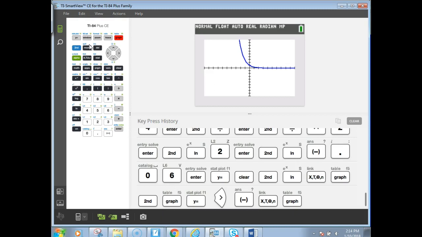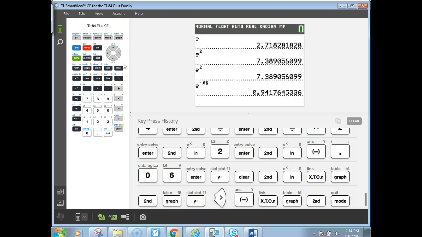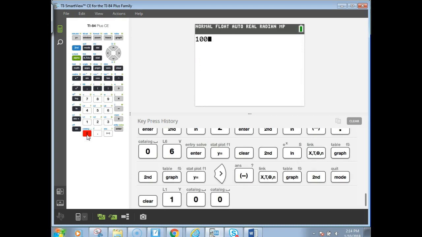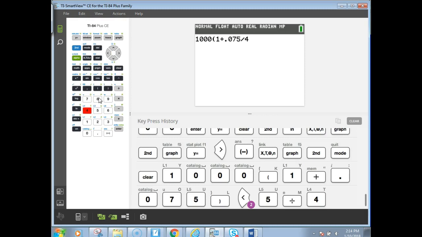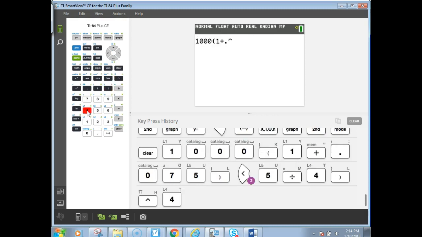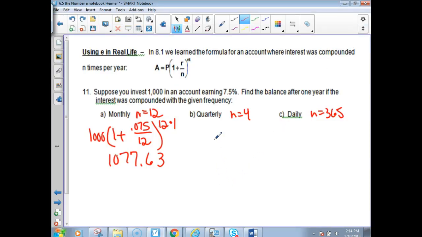Get out of my grapher. 1,000, parentheses, 1 plus 0.075, wasn't it? Yeah. Close the parentheses. Uh-oh, I forgot to divide. I'm doing 4, and then it'll be to the 4th power. So I got 1,077. Okay, I'll just write it down. 1,077, and the change went down to 14 cents.